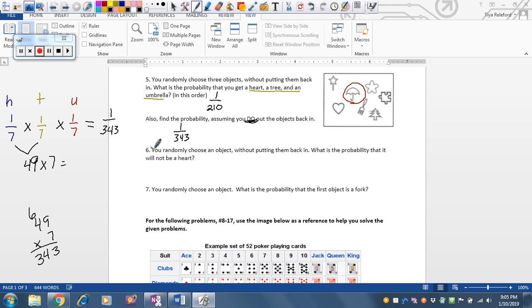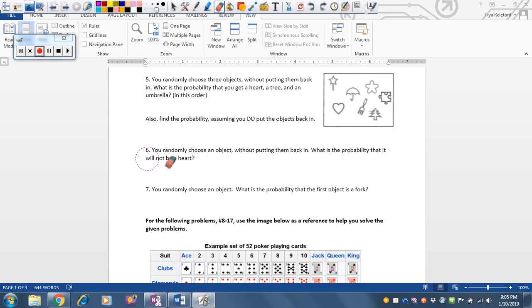All right. Number 6 says you randomly choose an object without putting it back in. What is the probability it will not be a heart? I don't know why it talks about putting it back in. You're just looking for the probability of not a heart. Not a heart. There's 7 objects. How many are not hearts?